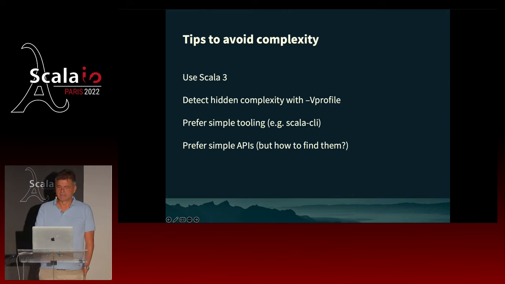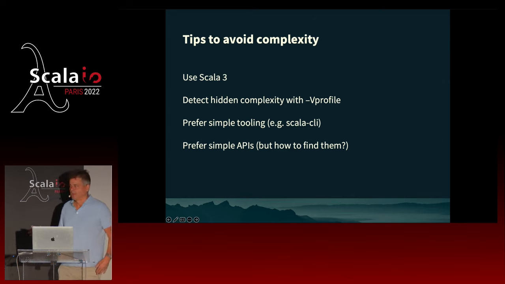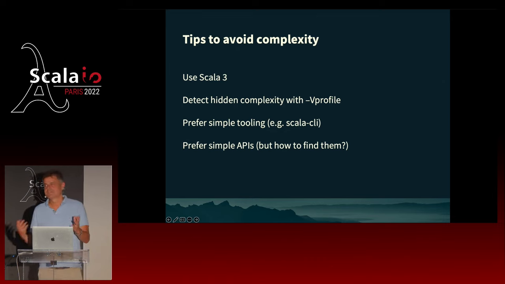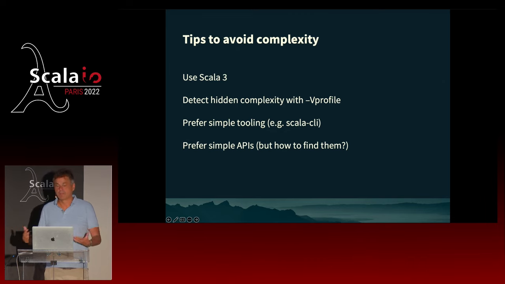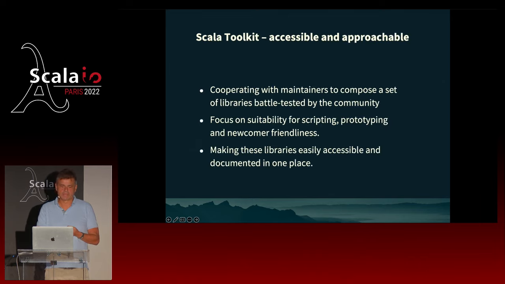The fourth thing is, I think, one we have to try hard to prefer simple APIs, which means if you have the occasion to write a new library, then prefer simplicity in the API. If you're a consumer that uses libraries, prefer simple libraries if you can. But where do you find simple libraries? That's another problem here. How do you know what is simple, what works well together?